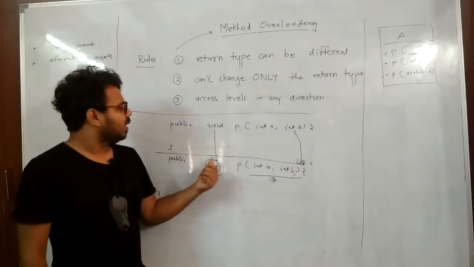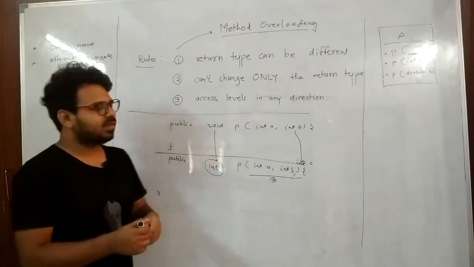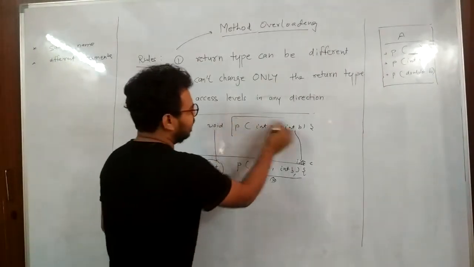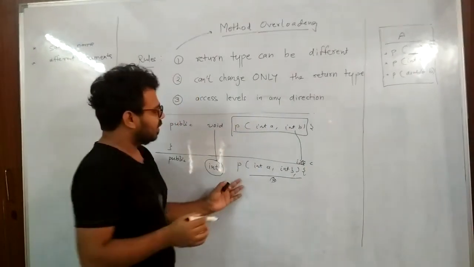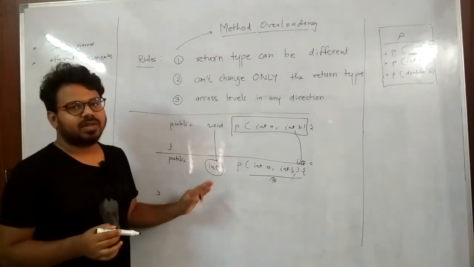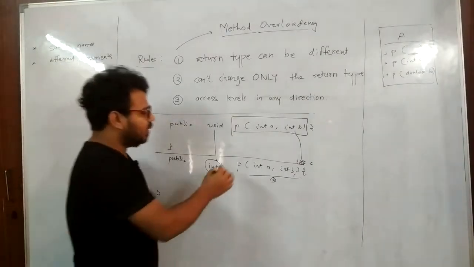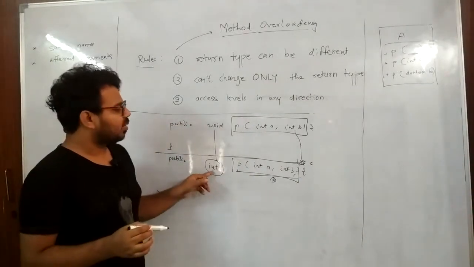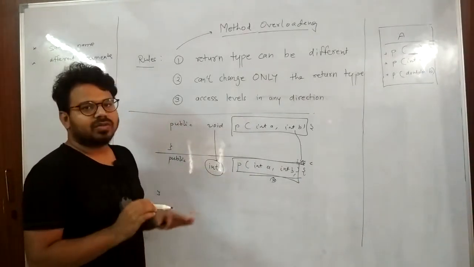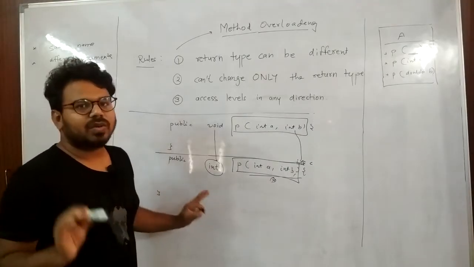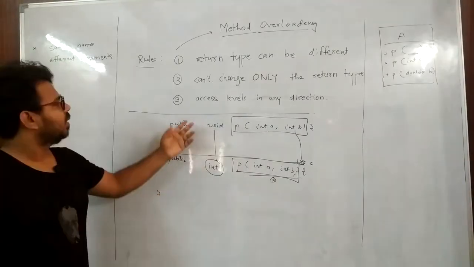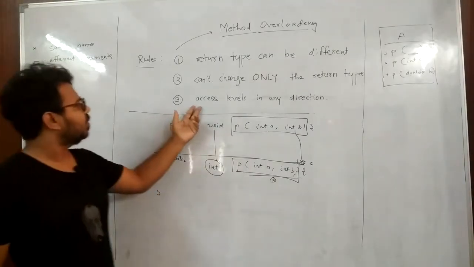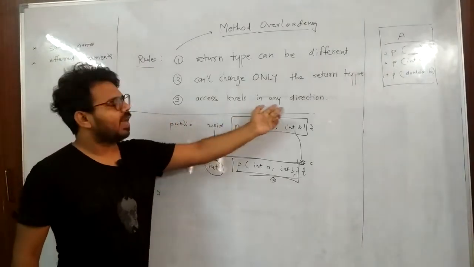So we cannot have the same method signature but a different return type. Here the method signature is the same and we are only changing the return type, so it is not a proper overload. Okay, now let us understand rule number 3, access levels in any direction.